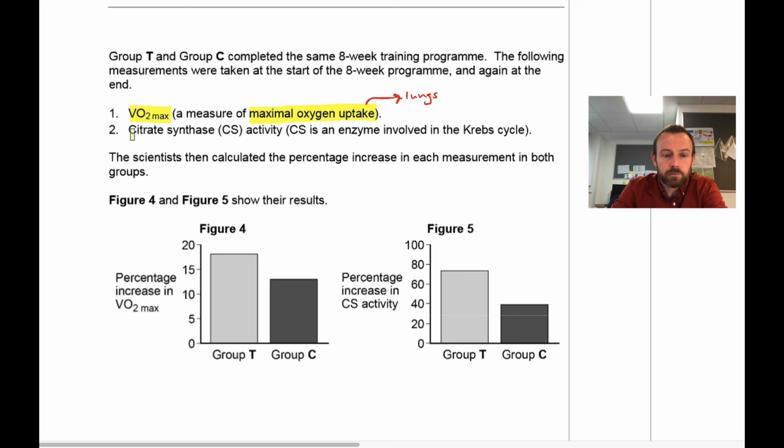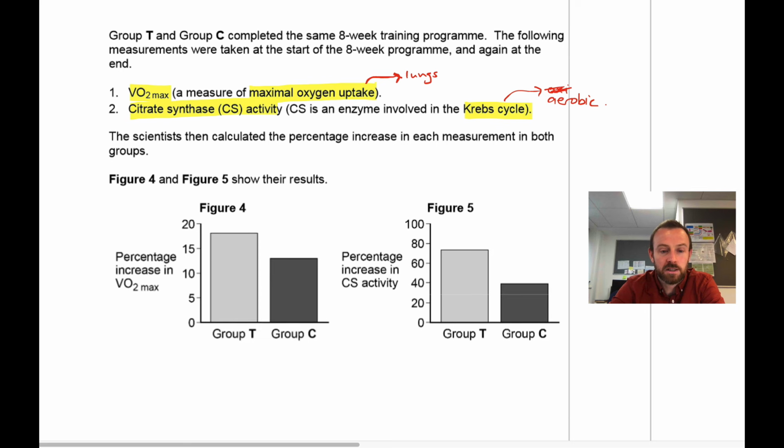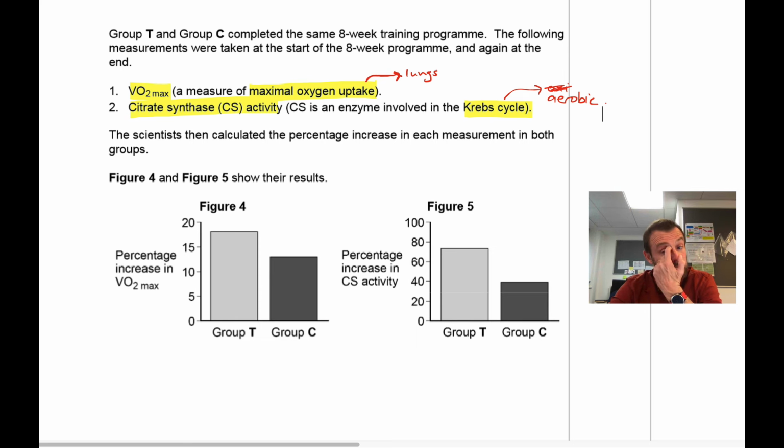And then citrate synthase activity. And this is an enzyme that is in the Krebs cycle. It catalyzes one of the steps of the Krebs cycle, I think. The scientists then calculated the percentage increase in each measurement in both groups. Also, Krebs cycle, that is obviously involved in aerobic respiration. Okay, needs oxygen for the Krebs cycle to run. Scientists then calculated the percentage increase in each measurement, in both groups.